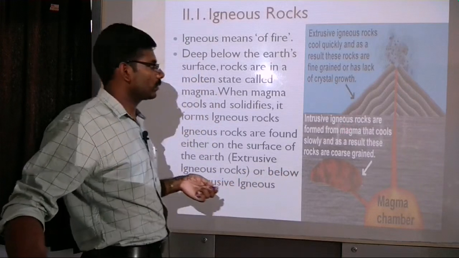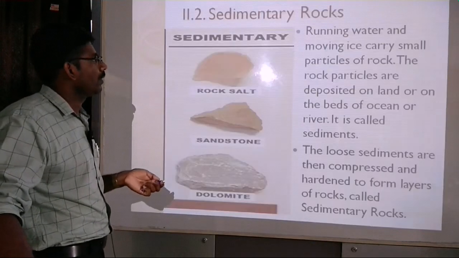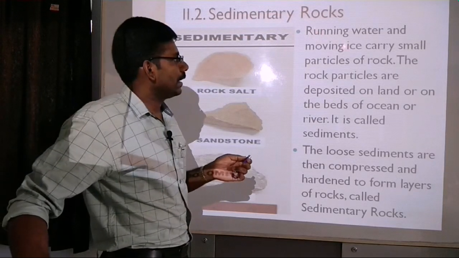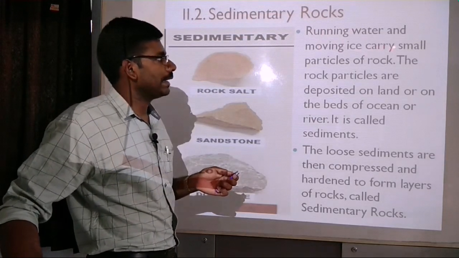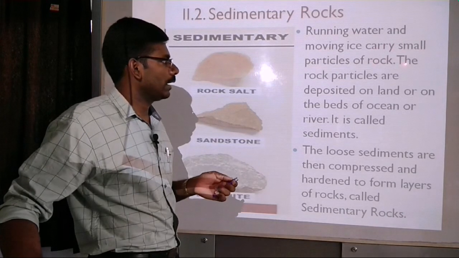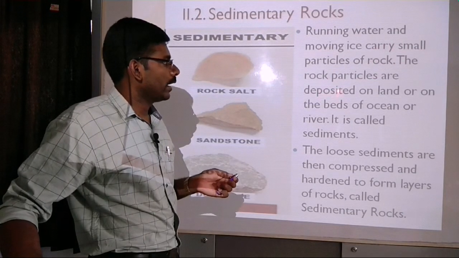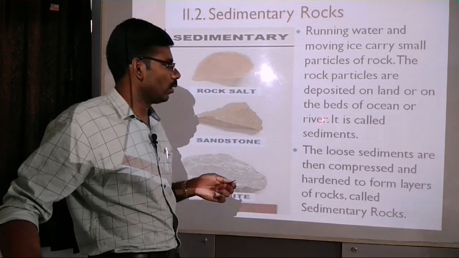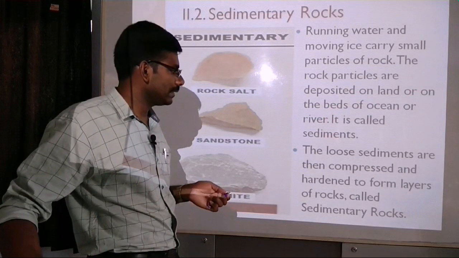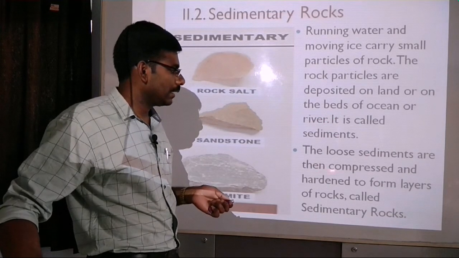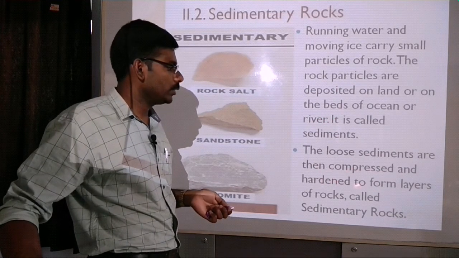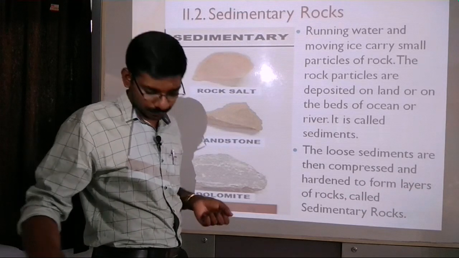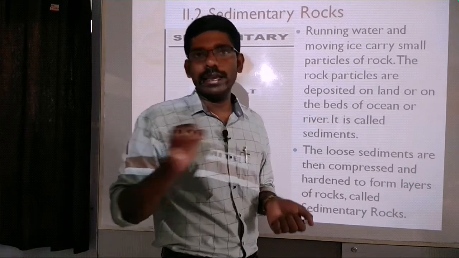The second type of rock is called sedimentary rocks. Running water and moving ice carry small particles of rock. The rock particles are deposited on the land or on the beds of oceans or rivers. These are called sediments. The loose sediments are then compressed and hardened to form layers of rock. It's called sedimentary rocks.